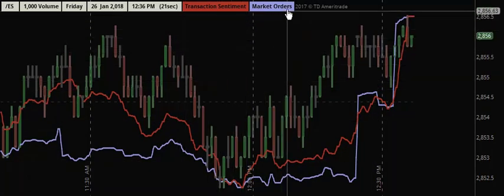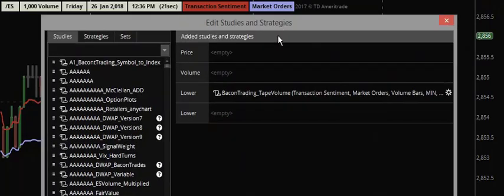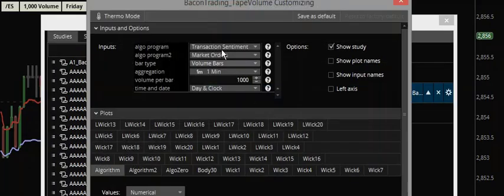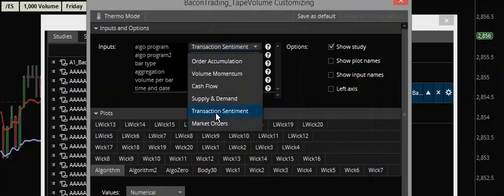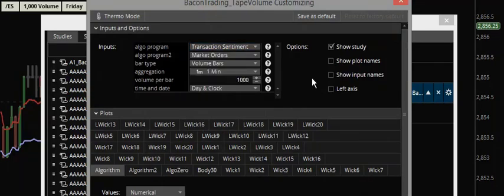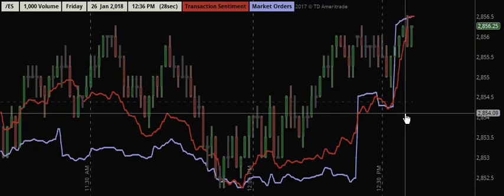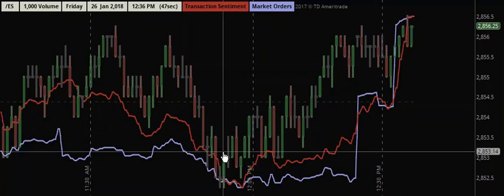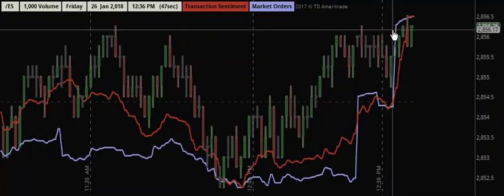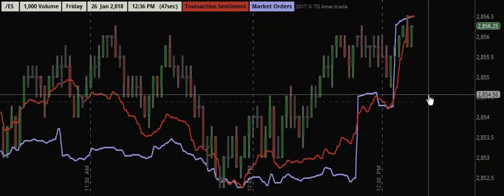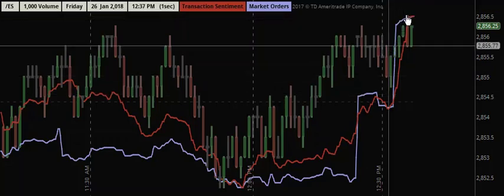In this particular indicator there are a variety of algorithms to pick from. I'm using market orders and transaction sentiment. There are some others you can choose from: supply and demand, cash flow, volume, momentum, and order accumulation. I like momentum orders and transaction sentiment on the ES for intraday trading to find entries near lows, and also for situations like this one, to see how the market's trading as we hit major pivots, supports and resistances. This gives a really good real-time feeling.